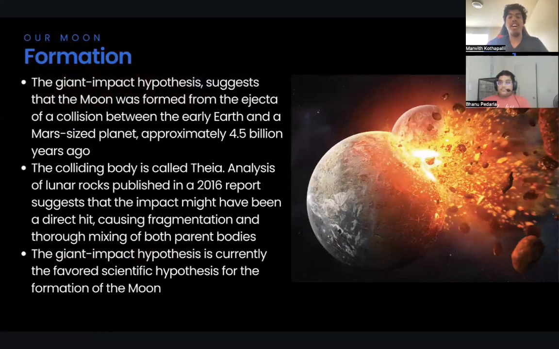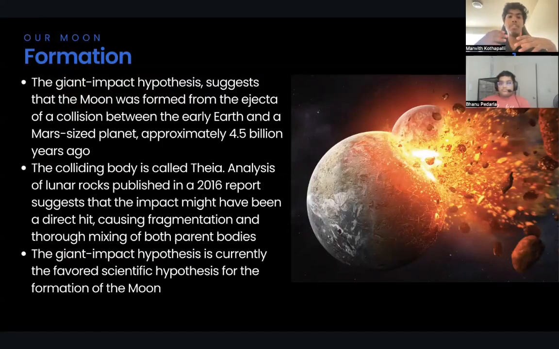So the first theory in how the moon formed is the giant impact hypothesis, and this is the most likely one, sometimes called the big splash or the Theia impact. This suggests that the moon formed from the ejecta of a collision from an early Earth and a nearly Mars-sized planet, approximately 4.5 million years ago in the Hadean eon, about 20 to 100 million years after the solar system coalesced. The colliding body was called Theia.